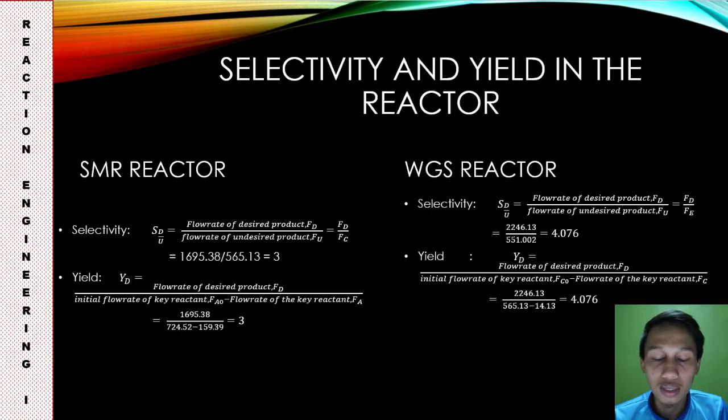It's the same case as the SMR reactor but with a different reaction, which is carbon monoxide plus H2O, which is steam, will produce carbon dioxide and hydrogen. So our desired product is hydrogen also, and our undesired is carbon dioxide. So our selectivity is 4.076 and the yield is also 4.076. So that's all for this selectivity and yield. So we move on to the next slide.